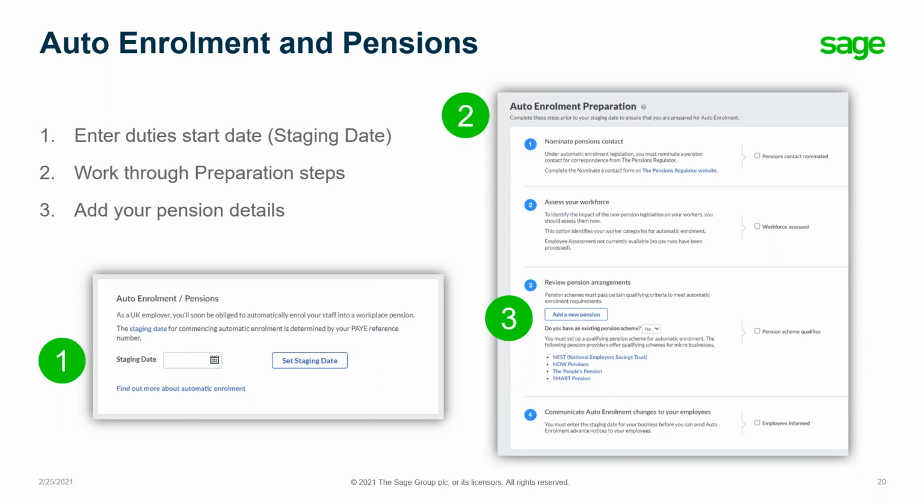Right, so that was auto enrollment and pensions. So we saw the 3 stages there was to enter a duties start date for an existing payroll. That could be your original staging date. Or for more recent employers, it would be the date you took on your first employee. Work through the preparation steps. So a bit of a tick box exercise, but one of those steps requires you to add the pension details.